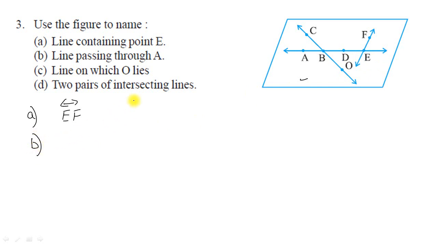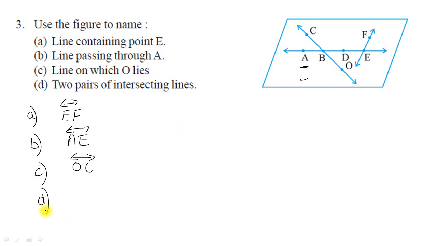Now let's see the B part. You have to name a line passing through A. Passing through A, that is, this point, that line should pass through this A. So it can be AB, AD, AE. So I am writing the answer AE. You can also write AB, AD. Now you have to name a line on which the point O lies. So O lies on which line? It lies on OC, or you can say CO.